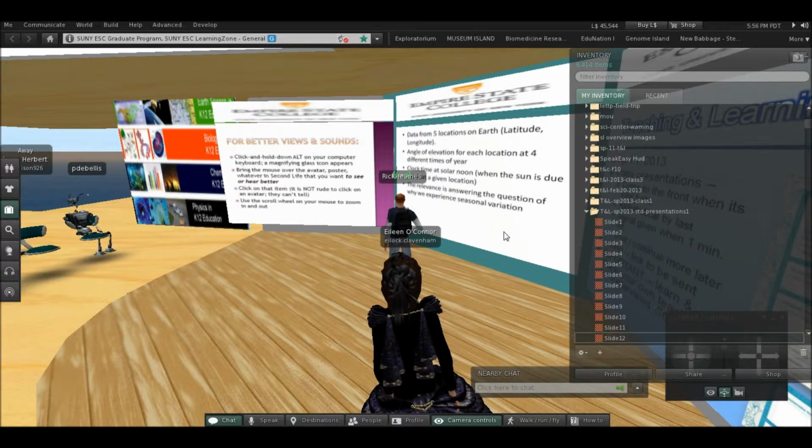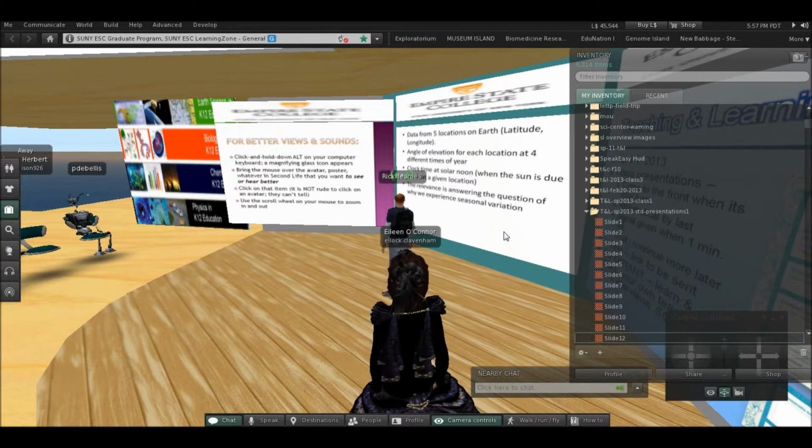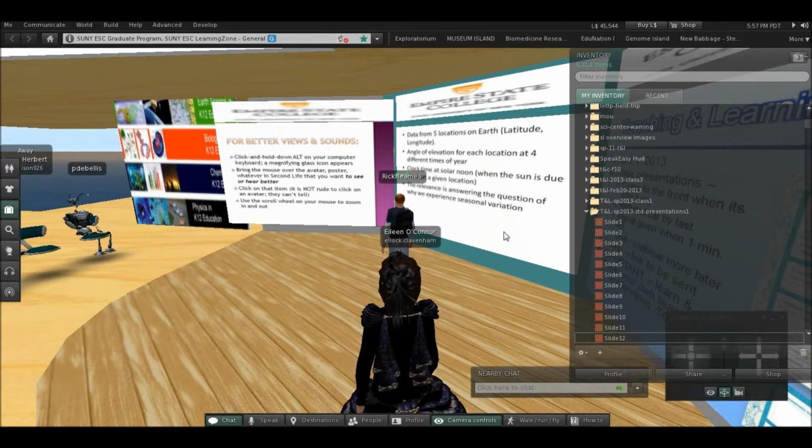Okay, so data is going to be collected from 5 locations on Earth. I'm going to give them 4 of those because they're important as far as seasons are concerned. Then I'm going to let them choose a 5th location. I'm going to try to guide them in the direction of choosing a location at a higher latitude, either north or south, it doesn't matter. So they're going to get the latitude and longitude for both those locations.